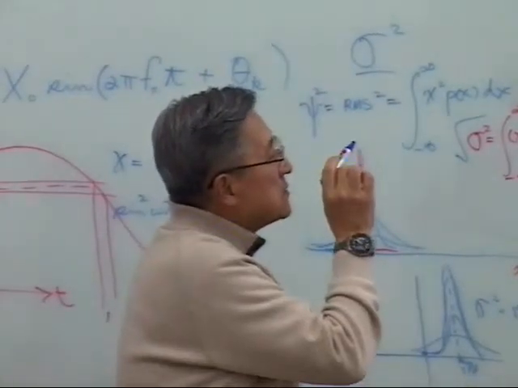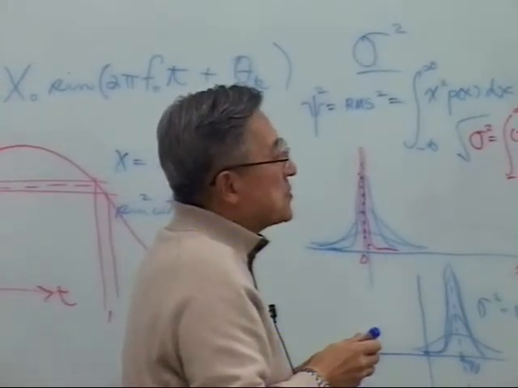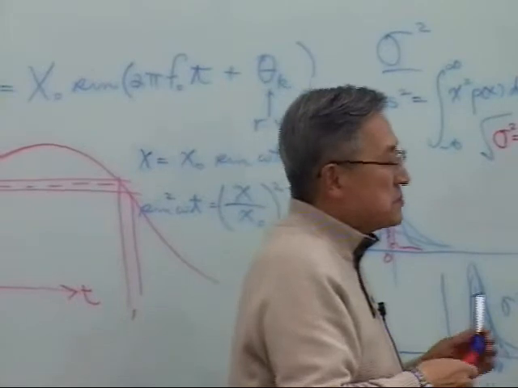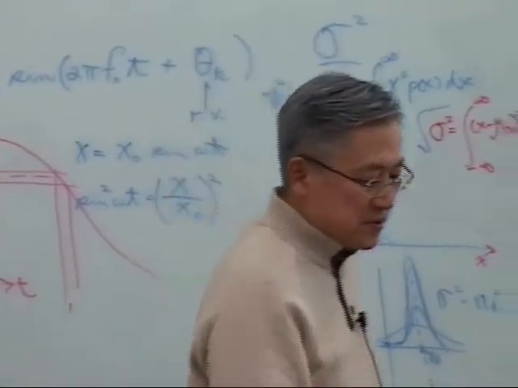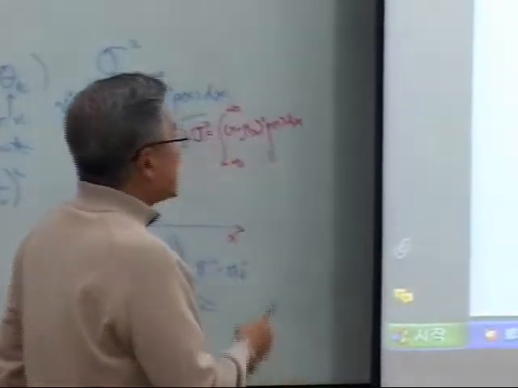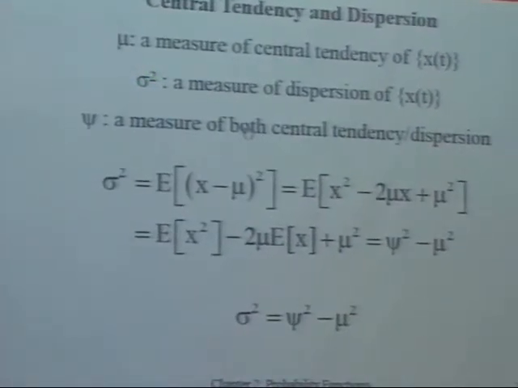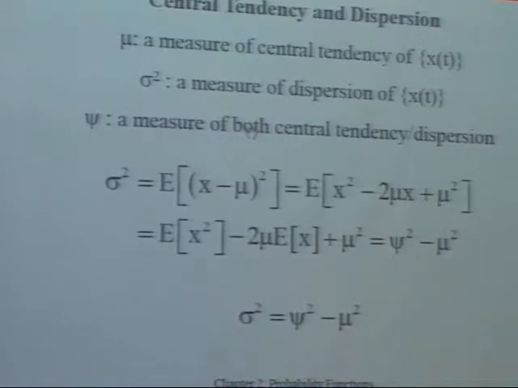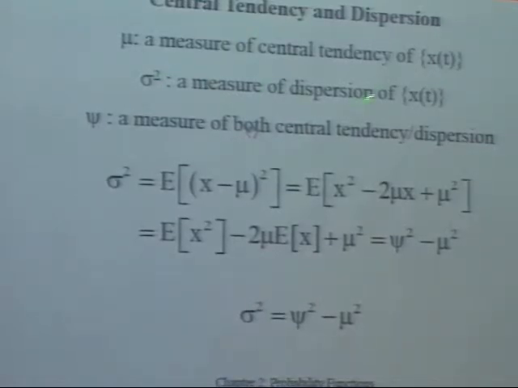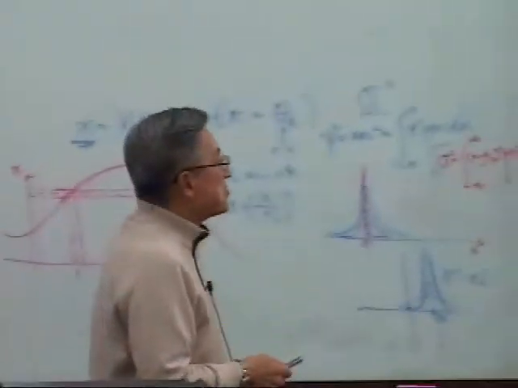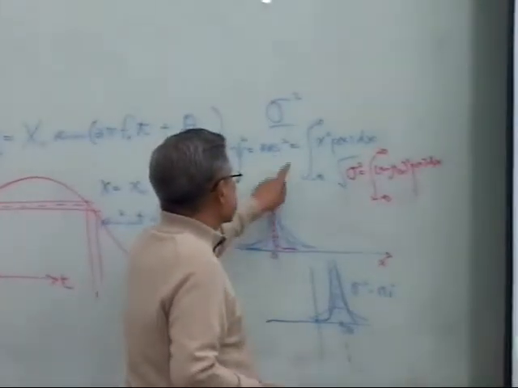So these three parameters are very important parameters. And in the special case, they have a relation. All three have a relation. If you know two of those, then you know the last one. Sigma squared is the measure of dispersion about the mean. This psi is a measure of both central tendency and dispersion. Simply speaking, this psi is like this.